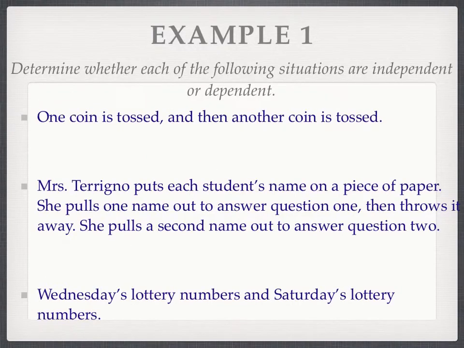Okay, so right here we are just deciding whether these are independent or dependent. So if I toss one coin and then I toss the other coin, what I want to know is, are the results of the second coin toss in any way affected by the results of the first coin toss? And the answer is no, they're not affected by each other. So this would be independent.